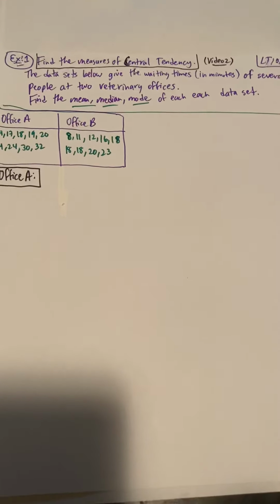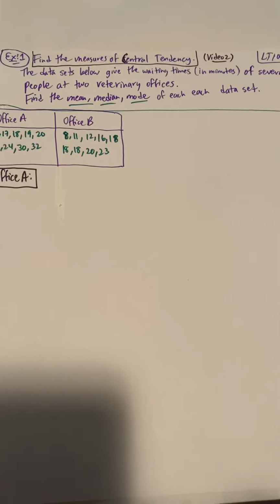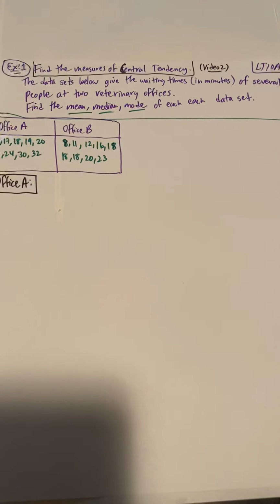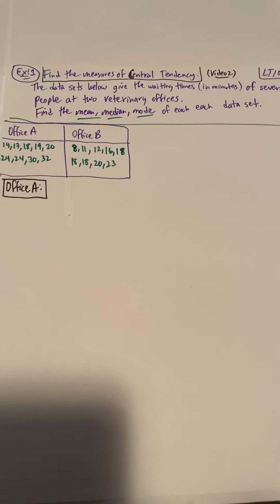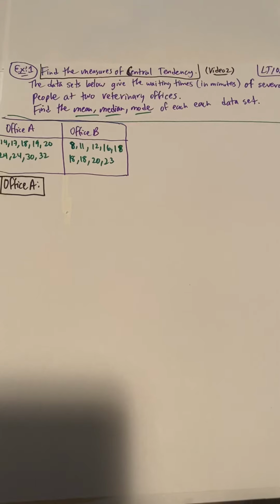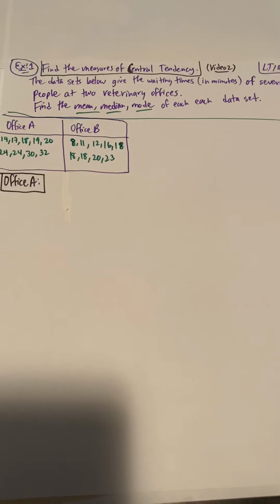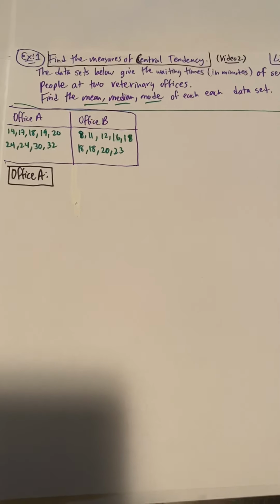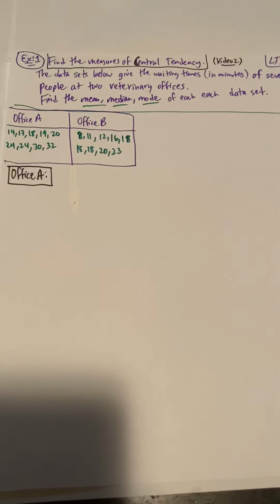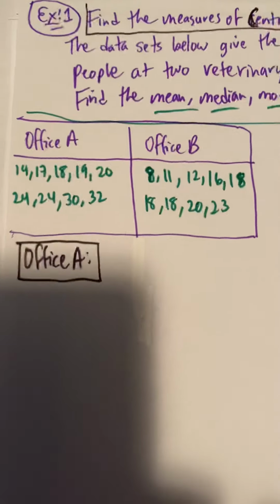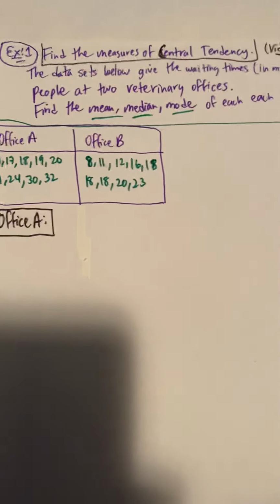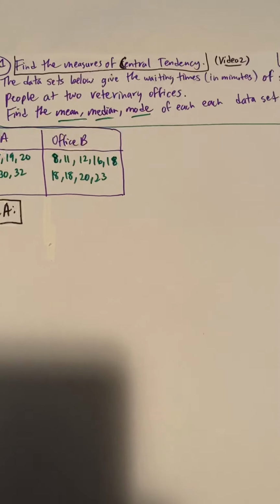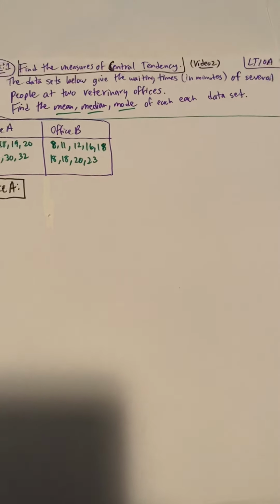All right, so here's the question. It says the data sets below give the waiting times in minutes of several people at 2 veterinary offices. Find the mean, median, mode of each data set. So again, we're at 2 vet offices, Office A and Office B. They give us a data set. Those numbers in green represent our waiting time for each of the offices. And our job is to find the measures of central tendency, which are the mean, median, and mode.